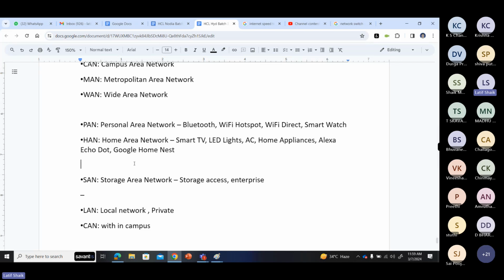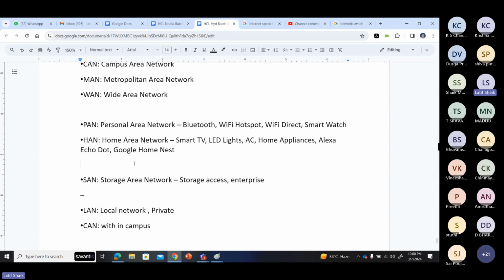And of those, only two are important. One is LAN, another is WAN. Both of these are important. The remaining are just manufactured things. Even the storage area network is a real network. Personal area network, home area network are not real networks. Those are manufactured names. It's a network, that's it. But I like it, that's why I kept it.